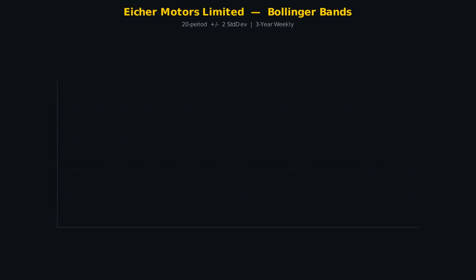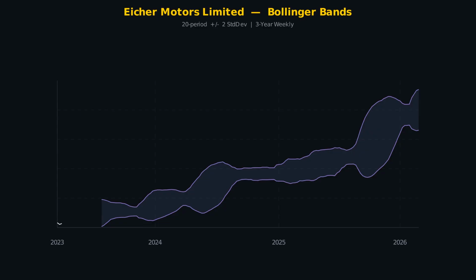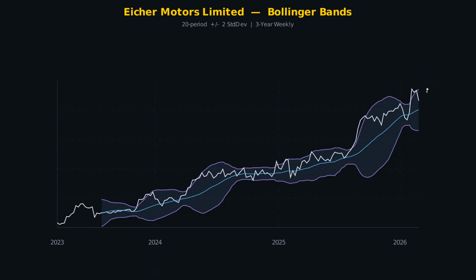Here is the Bollinger band chart for Eicher Motors Limited. The shaded region breathes in and out with volatility. Currently, the bands show wide volatility at 13.6%. The price is inside the bands, consolidating. Notice how the price repeatedly bounces between upper and lower bands over this 3-year period. Each touch of a band is a signal.